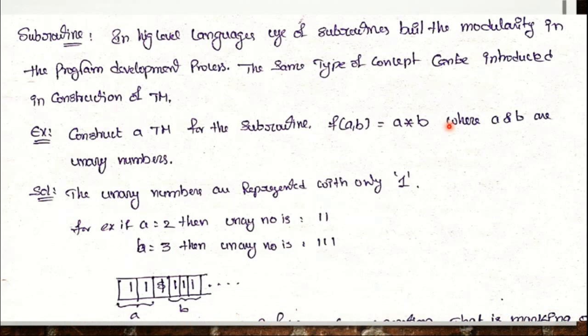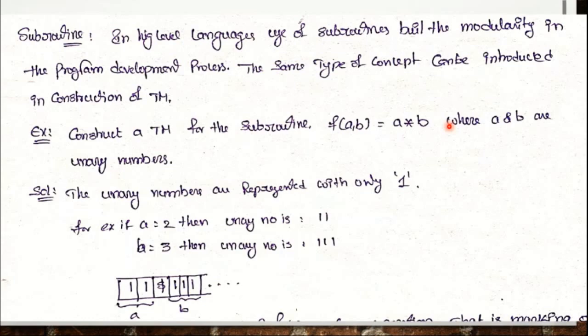Good morning students. In this video we will discuss what is meant by a subroutine and how to implement subroutines by using a Turing machine. We already discussed the Turing machine. It was the most powerful machine in formal languages and automata theory. That means with the help of a Turing machine we can implement any language or anything.